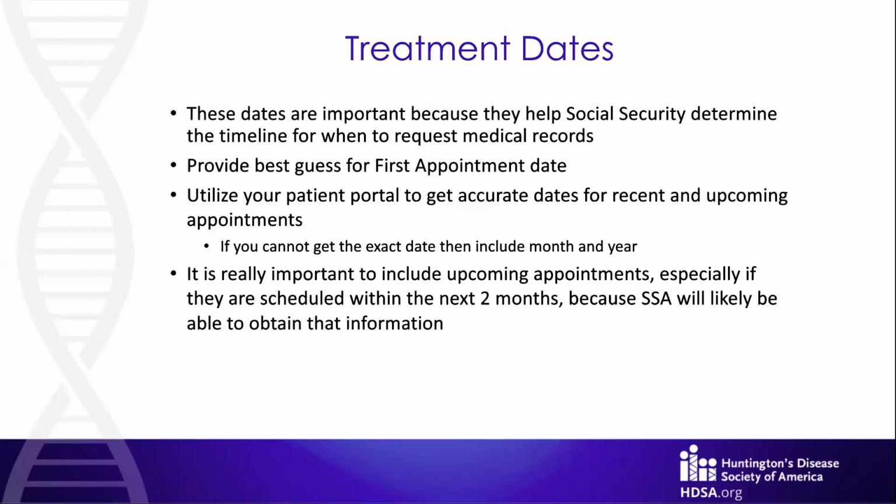It is really important to include upcoming appointments, especially if they are scheduled within the next 2 months, because Social Security will likely be able to obtain that information. They will actively try to collect additional records if they know that you either recently had an appointment or you have an appointment scheduled, because that's what's really important when you're filing an appeal. You have to continue to submit new medical evidence. If you were denied in the first place, that means Social Security didn't think medically that you met their strict criteria for being found disabled. That's why it's so important to continue to get medical care and to make sure all of your appointments are included in the application.